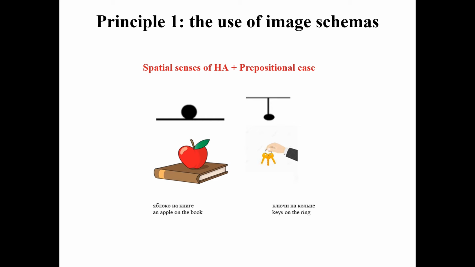However, the location up is less important for this prepositional phrase than the notions of surface, attachment, support, or burden. That is why it is still possible to use na plus prepositional case to describe situations when the landmark is lower than the trajectory, or when the landmark has a vertical orientation. In this case, the trajectory is attached to the landmark or is supported by it, as in the keys on the ring, for example, in the images on the right.